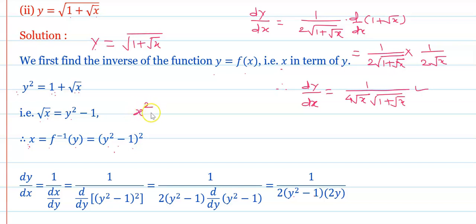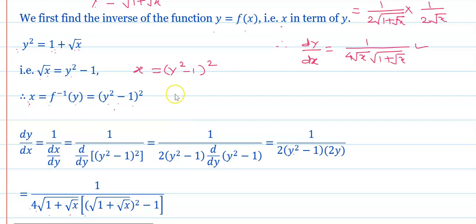x square is equal to y square minus 1, and it's bracket square. Sorry, here squaring on both sides means what? x is equal to, in bracket, y square minus 1 bracket square. Okay, that is x is expressed in terms of y. Now differentiate this with respect to y. आता याचा डेरिव्हेटिव्ह फाइंड आउट करणार. Differentiate this with respect to y means what? We want to find out dx upon dy. What about its derivative?